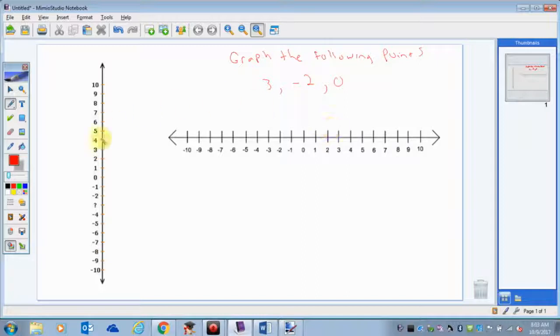So if I'm doing that, I'm going to do it on both of them. I go to 3, that's going to be positive, put it there, -2, there, and 0. And over here it's going to be 3, -2, and 0.